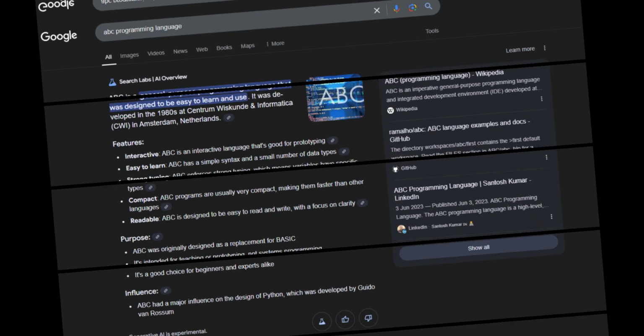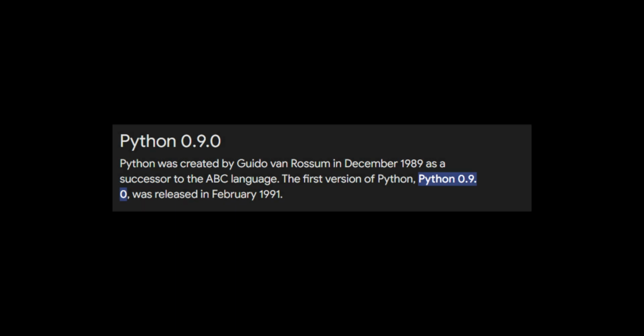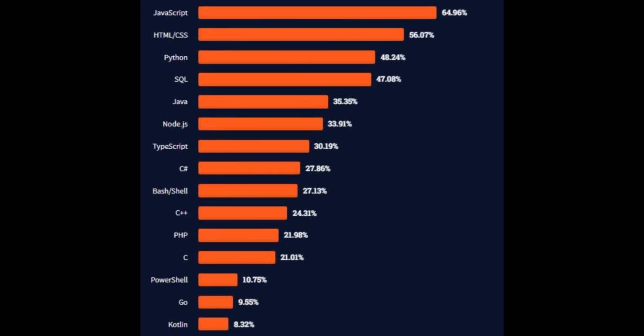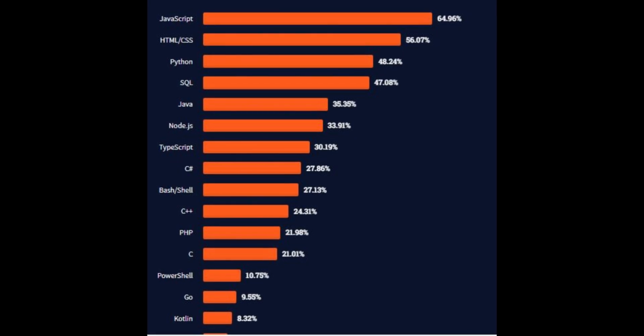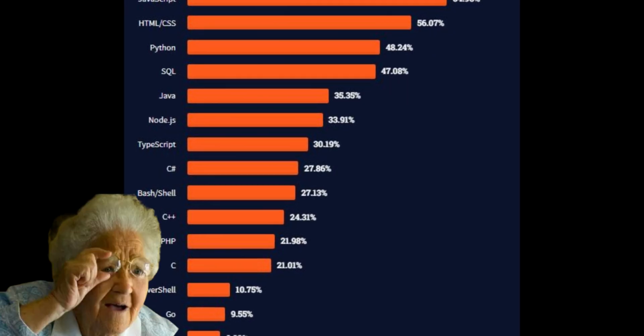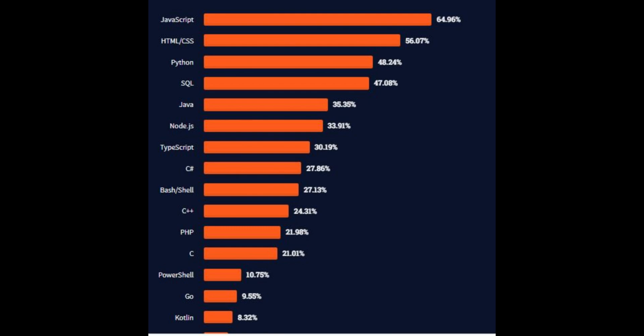But yeah, it is a very versatile programming language. It is a successor to the ABC programming language, and it was first released in 1991 with 0.9.0 as its first version. So as you can see here from the Stack Overflow chart, it is extremely popular. So odds are you know it, you've seen it, your grandma's used it before. Maybe not that last one, but yeah.